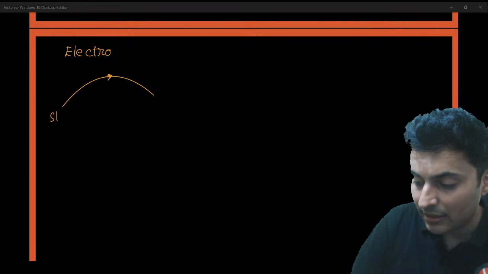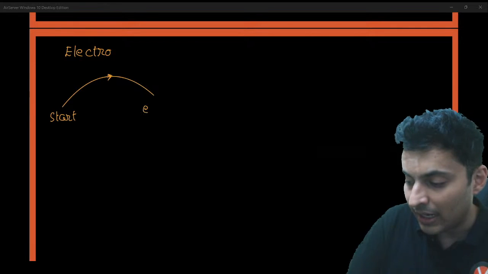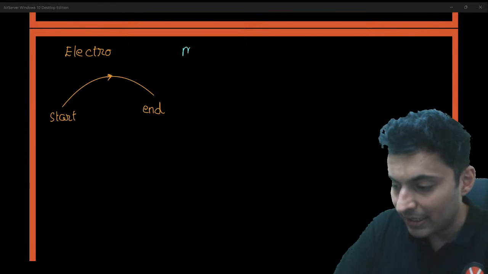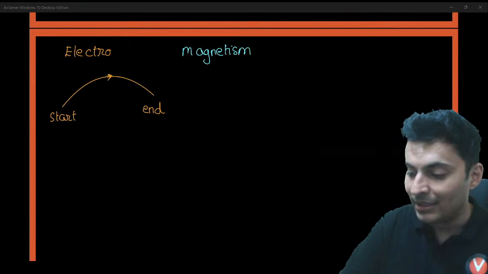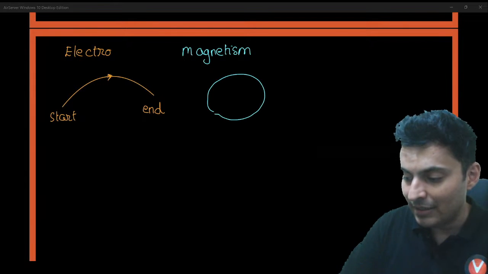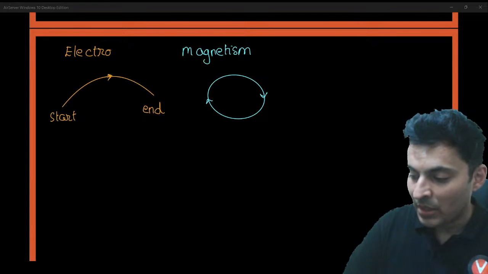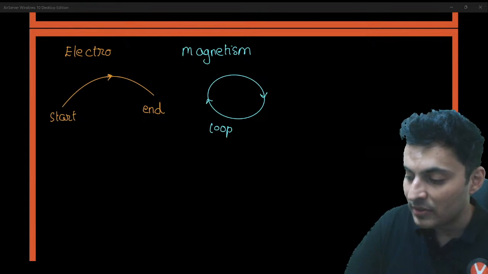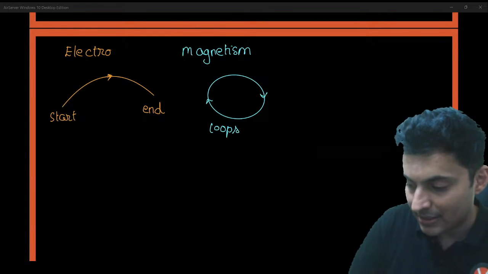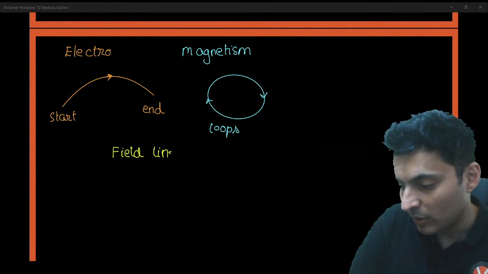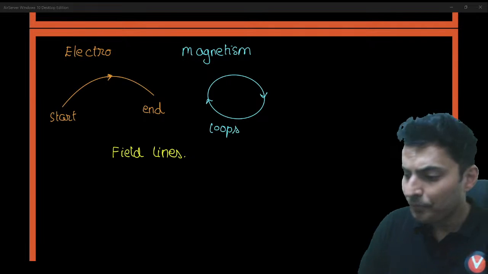There is a start and there is an end for an electric field line. But in case of magnetism, when you draw the magnetic field lines, there is no start, there is no end. They are always in loops. So this is one of the major differences between electricity and magnetism.